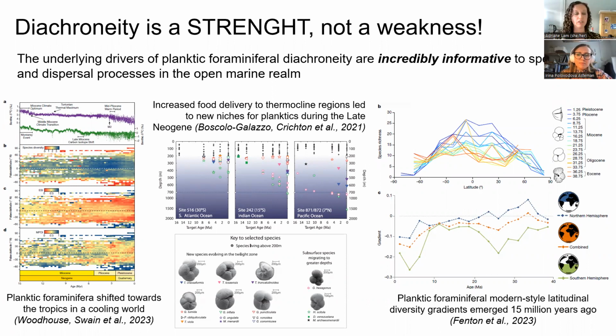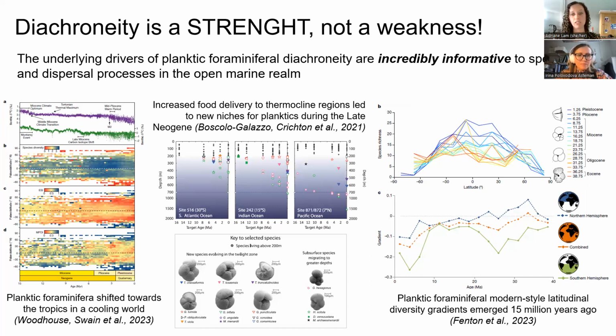The first study on the left side of your screen is by Adam Woodhouse and Anshuman Swain. They just published recently in Nature. And what they did was a neural network analysis, and they found that planktic foraminifera shifted towards the tropics in a cooling world. So that's incredibly informative. They're looking at these paleobiogeographic patterns on a global scale.